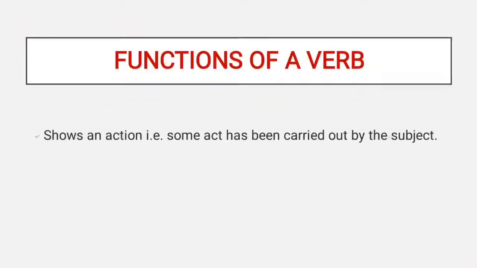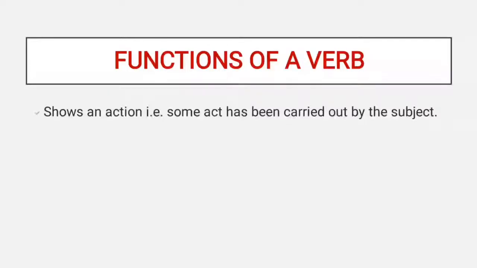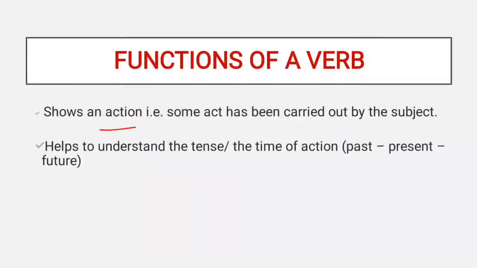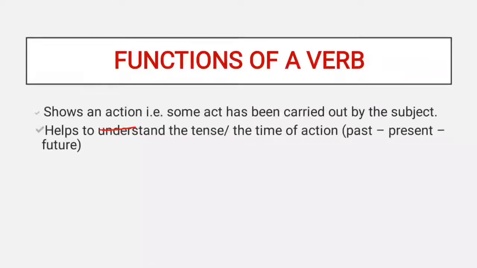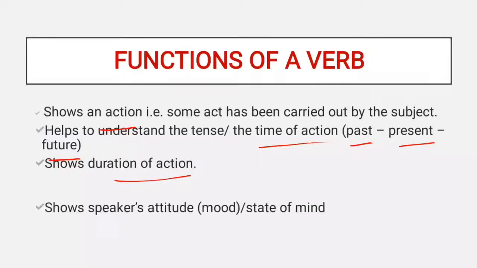So we have learned that the function of a verb is to show an action, that is, some act has been carried out by the subject. Now verbs help to understand the tense or the time of action. They inform us whether the action took place in the past, it is happening in the present, or it will happen in the future. Verb also shows the duration of action. She has been reading since morning.